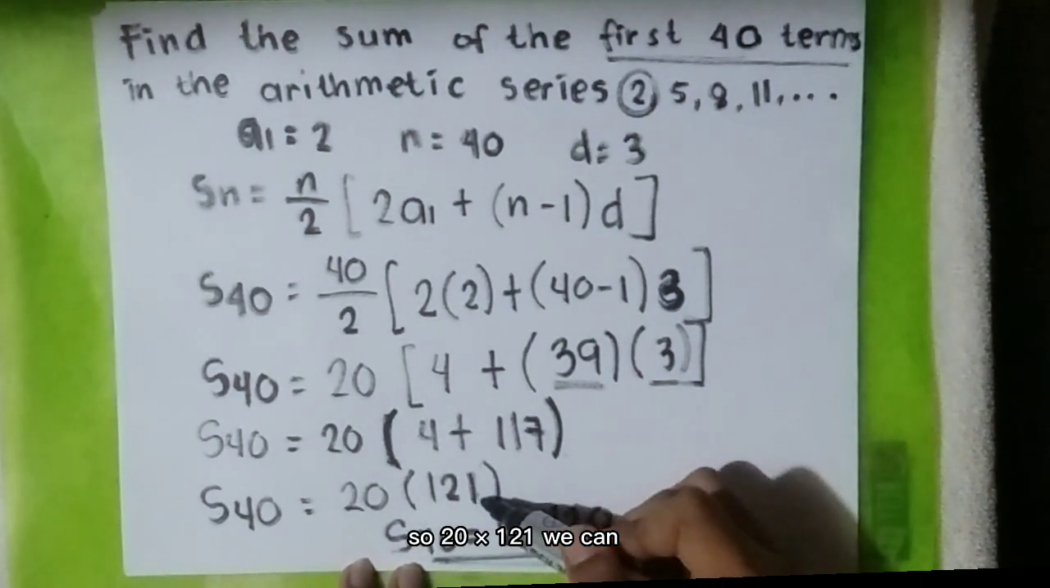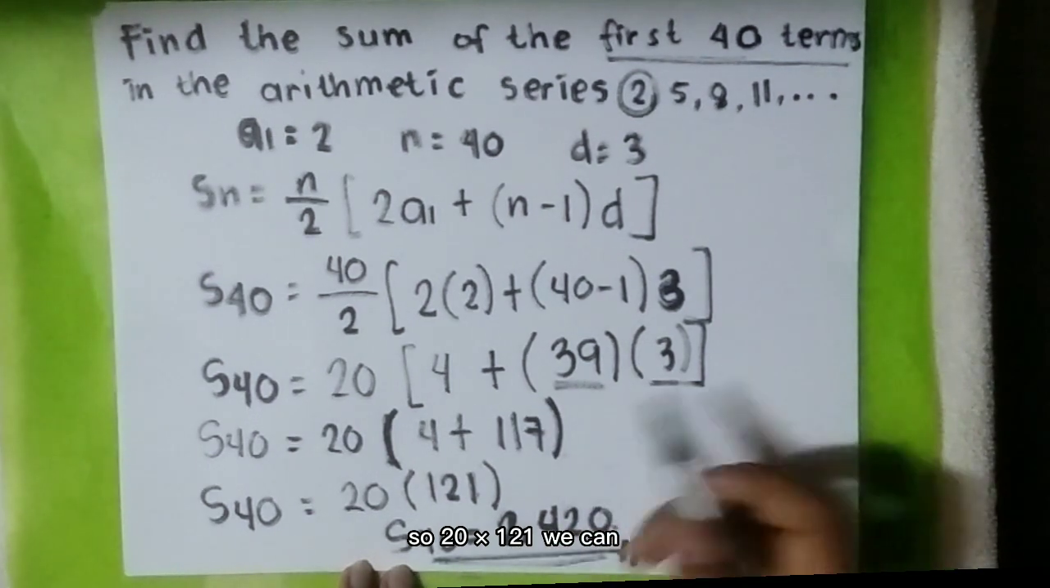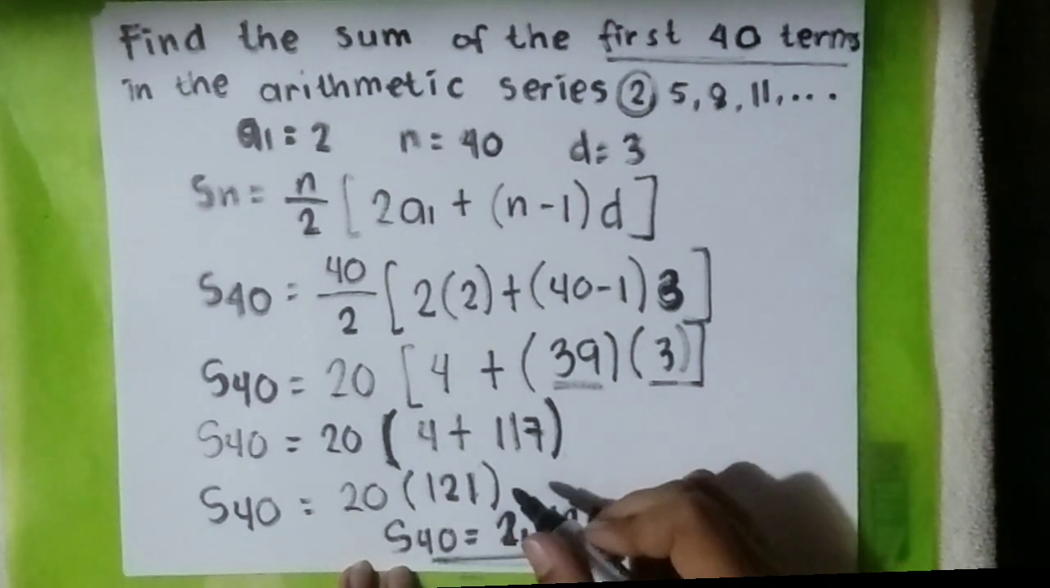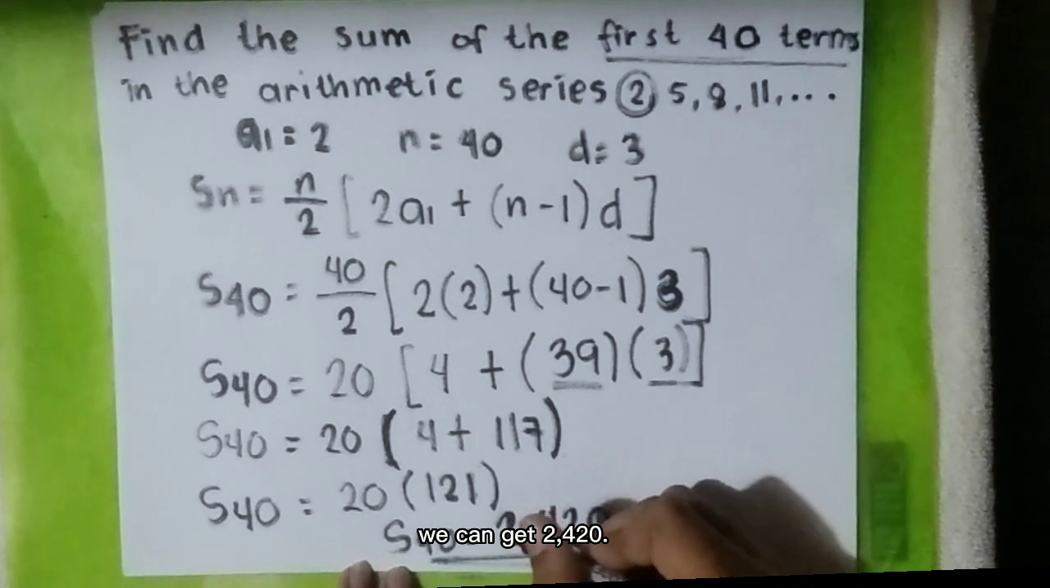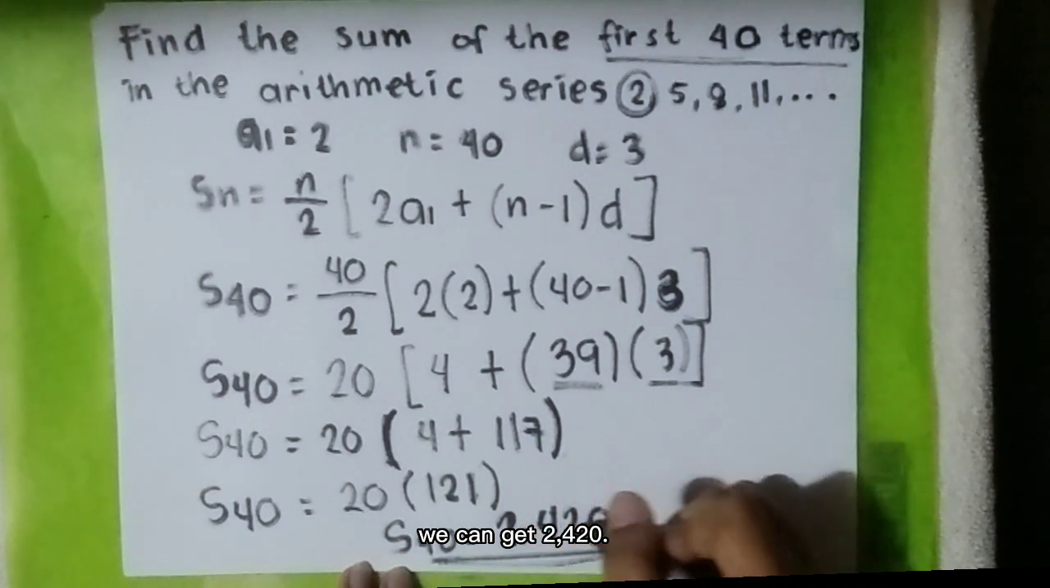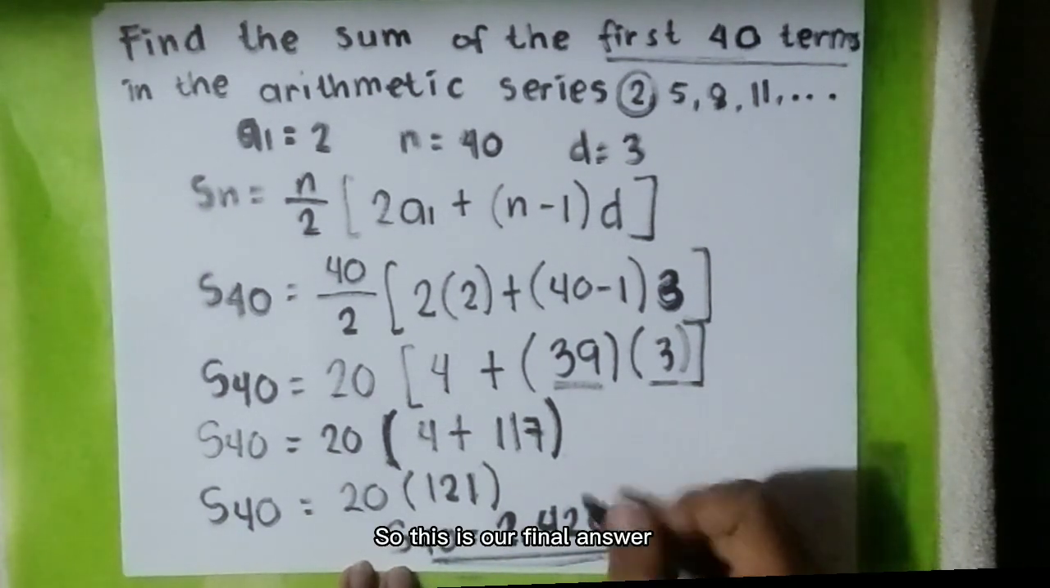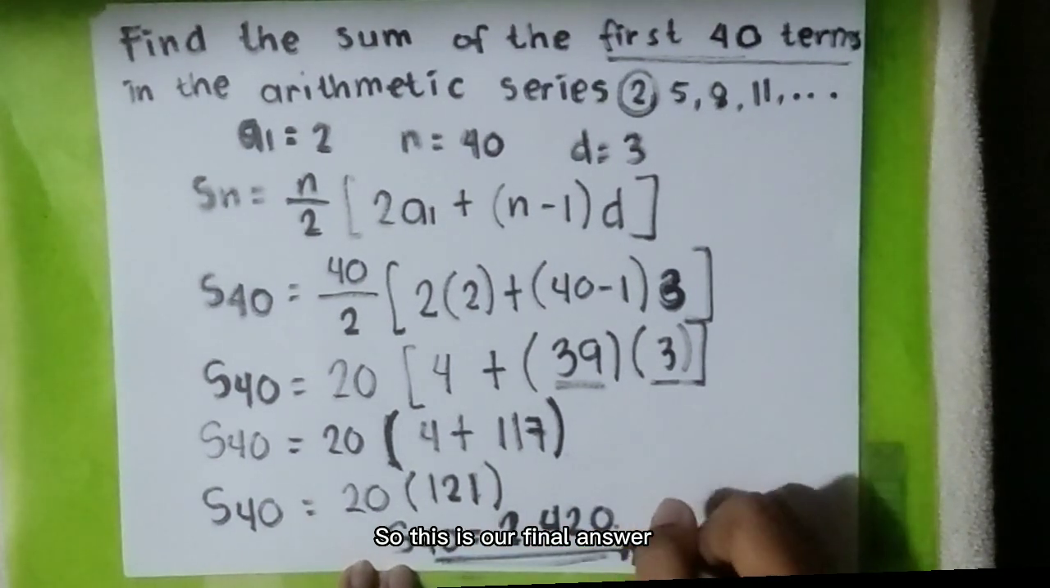So, 20 times 121, we can get 2,420. So, this is our final answer.